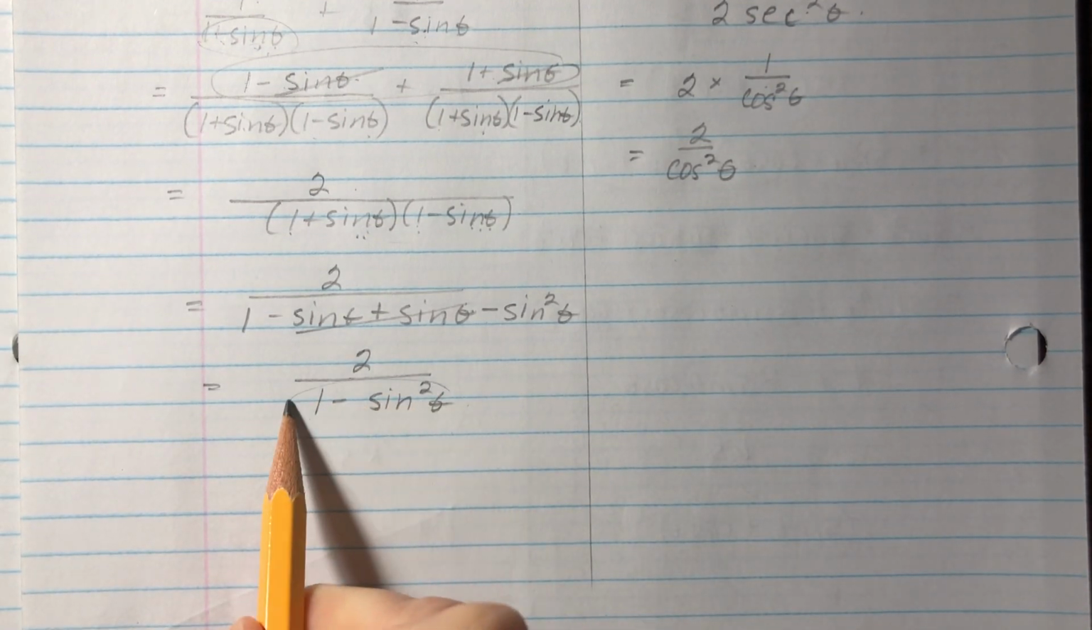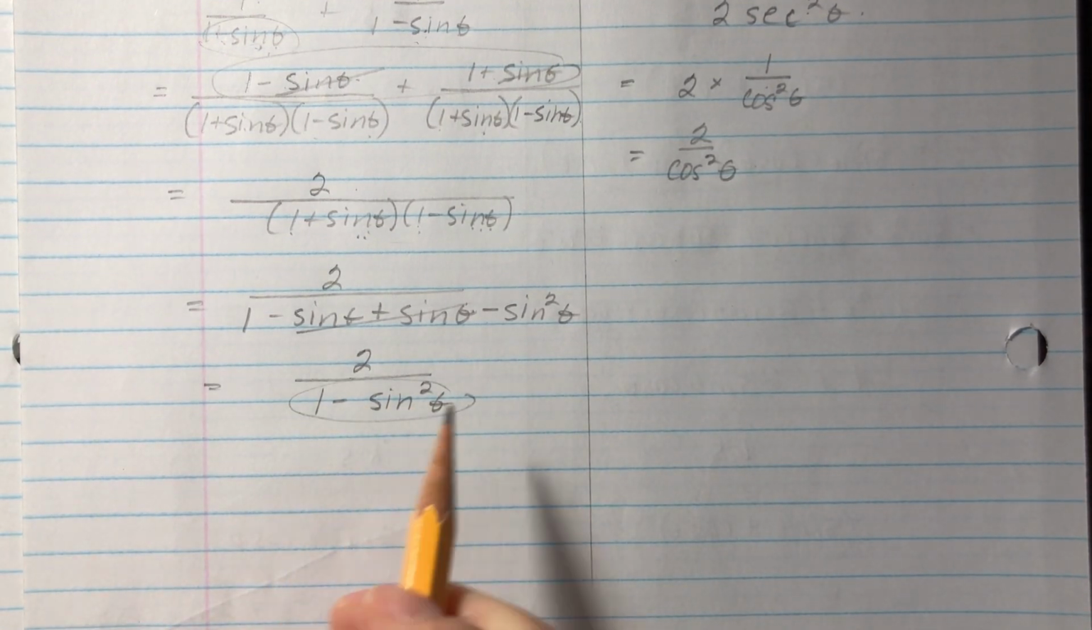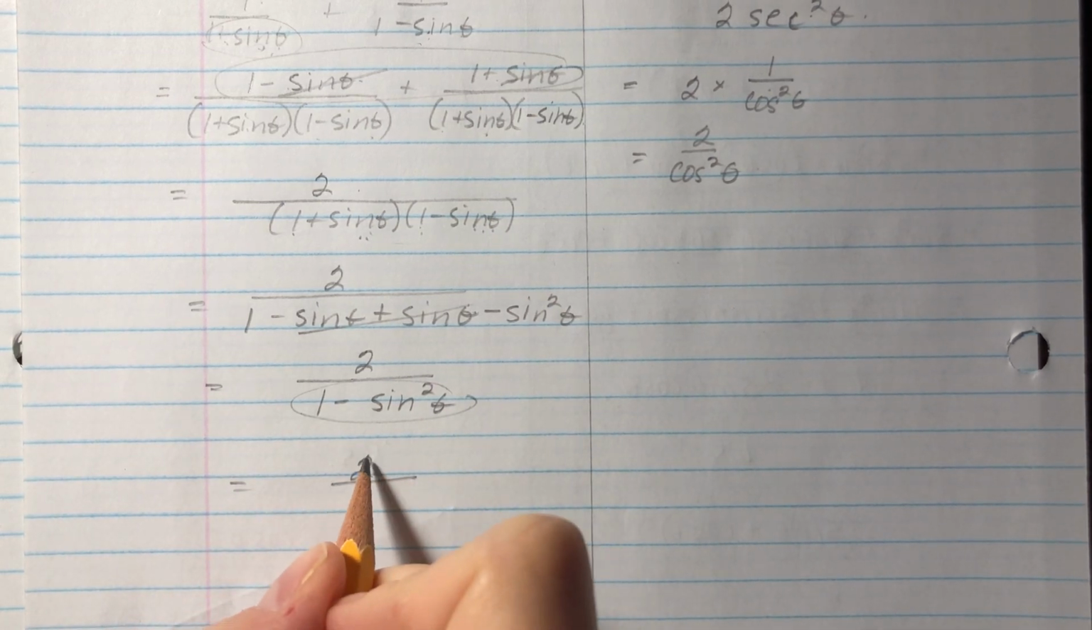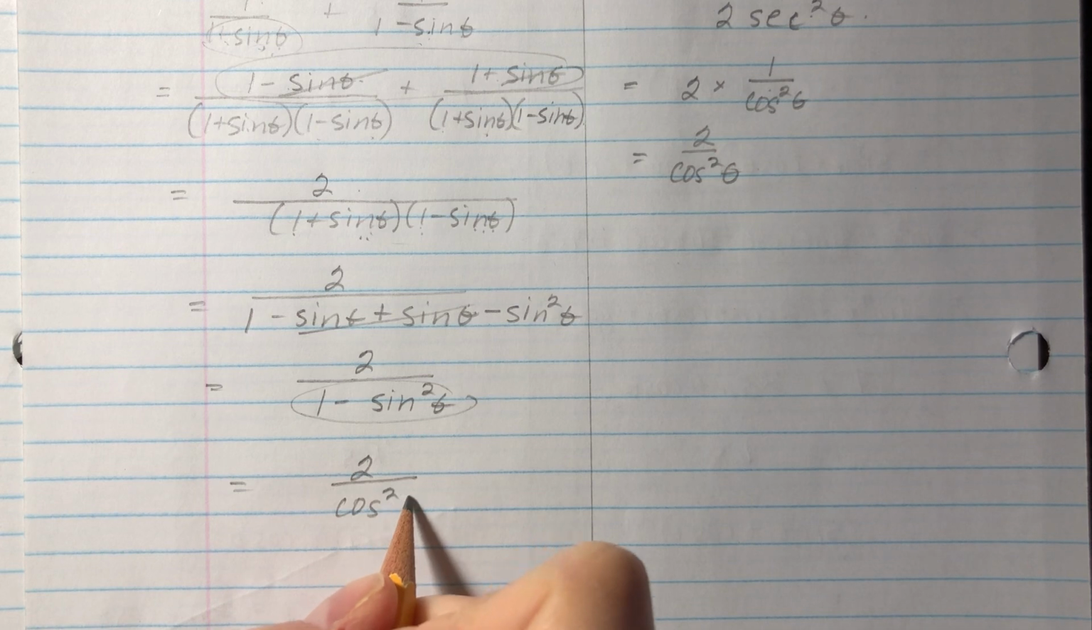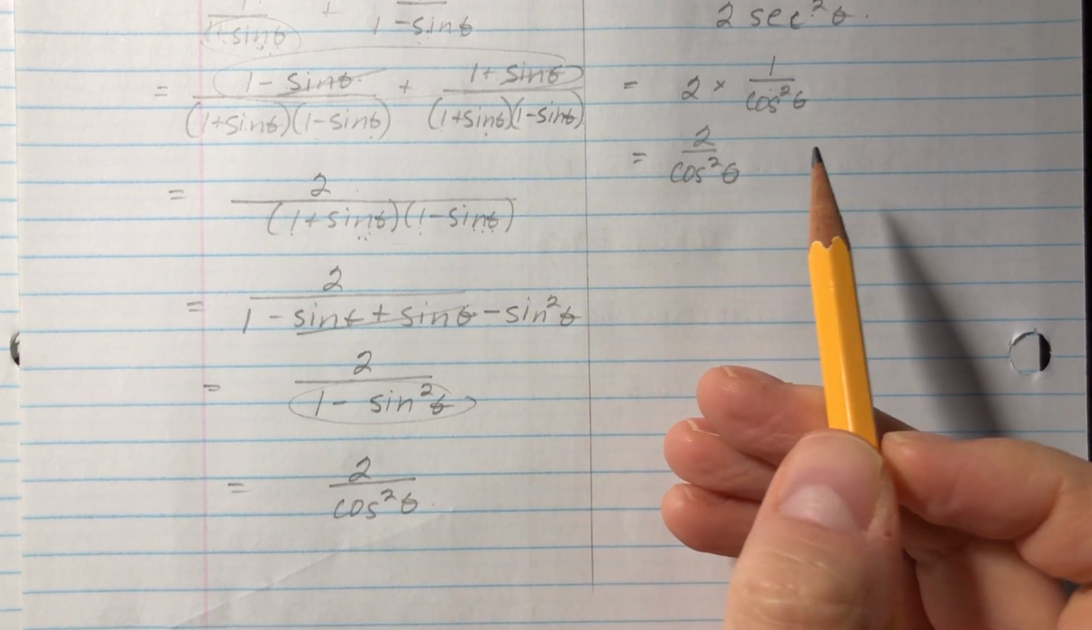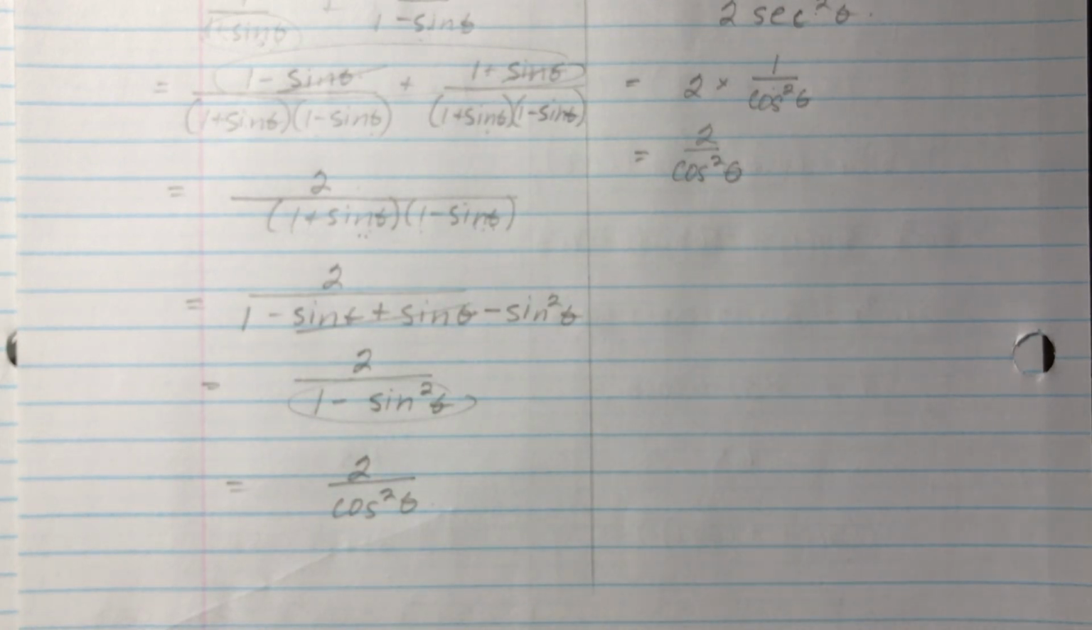Okay, now this is again a Pythagorean identity. This is equal to cos squared theta. So I can write 2 over cos squared theta. Okay, you could have also replaced cos squared theta here with 1 minus sine squared theta to make the sides look the same.